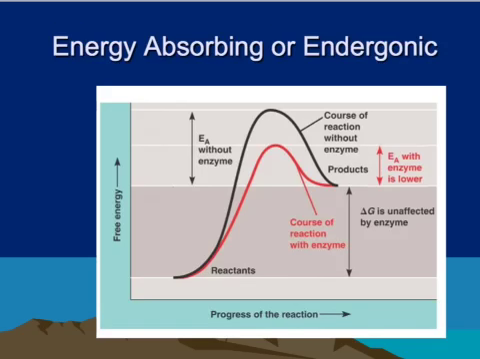Now, in reverse, this is what's called endergonic. As you can see right here, this is endergonic. Endergonic is instead energy absorbing. So if you look at your chart here, at the peaks, this is where the chemical reaction occurs. This black line is a chemical reaction without the assistance of an enzyme, and we'll get into enzymes in a second.